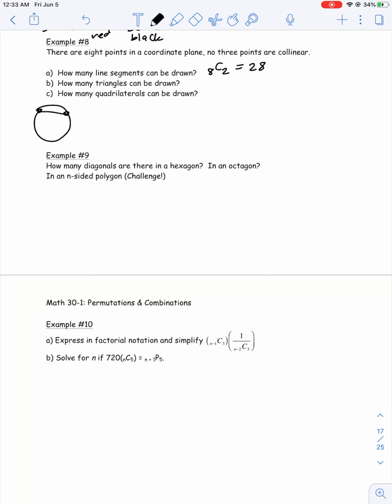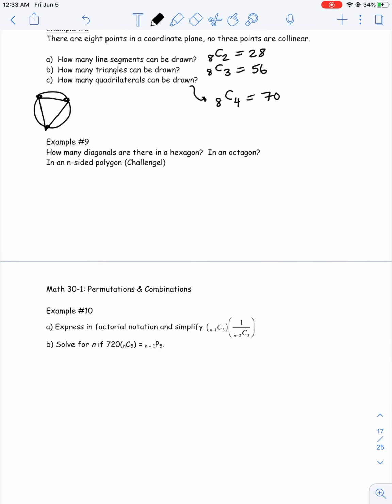And the same idea for triangles. If I had 3 points, I would be able to create a triangle. So from 8 points, you're choosing 3 to make your triangle, which can create 56 triangles. And for C, a quadrilateral. That just means from the 8 points, you're choosing 4, and that's going to give us 70.